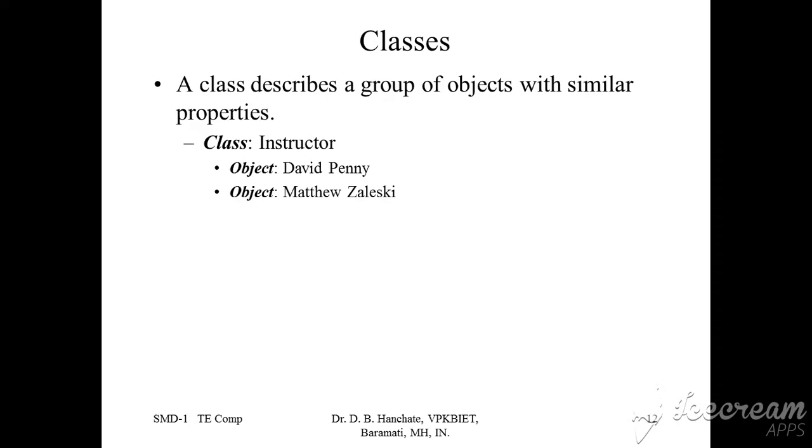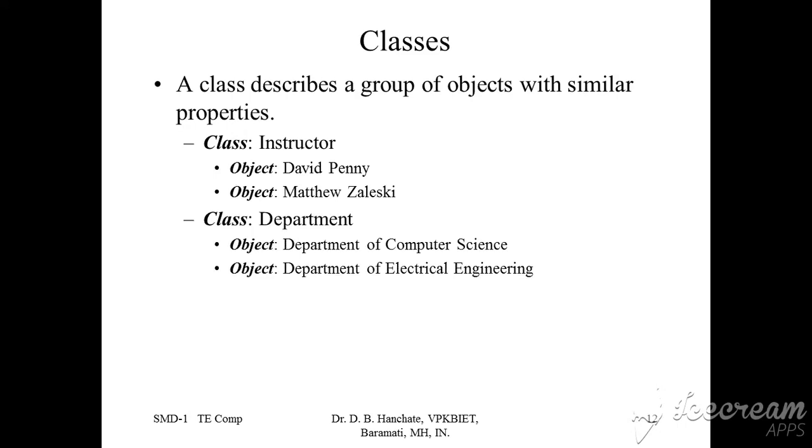You also should know the definition of classes, given by the three people we saw in the last lecture. A class describes a group of objects with similar properties. Suppose we have a class called Instructor; the objects of that class are, we can say, the variables of the class. The objects are David Penny and Matthew Cheleski. Then we can see a class called Department, with objects such as the Department of Computer Science and the Department of Electrical Engineering.